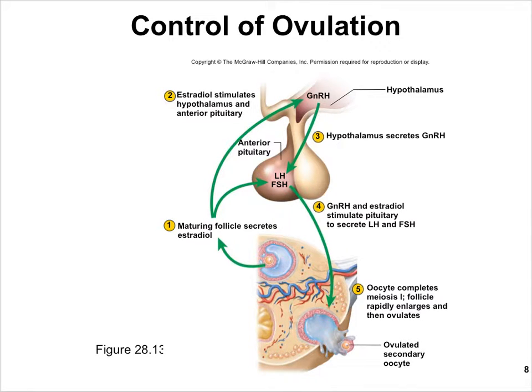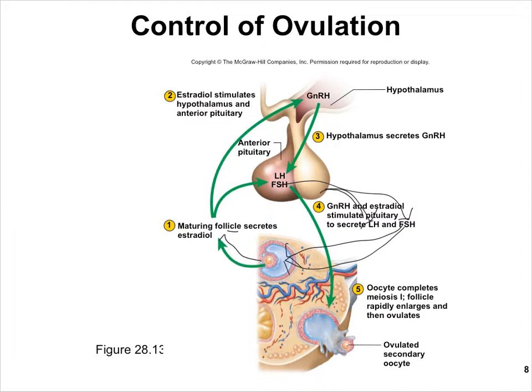And the more LH and FSH you have, FSH is going to stimulate the follicle to keep developing, which causes the follicle to release more estradiol, which causes more FSH, which causes more follicular development, and also more LH as well.